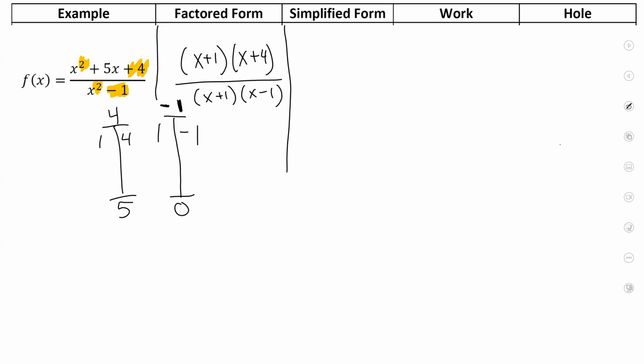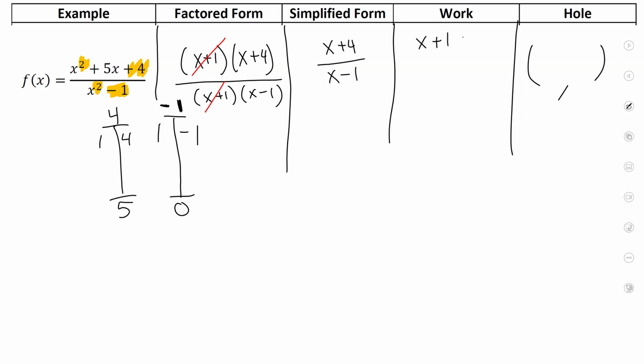Do y'all see what cancels? Thank you. x plus 1 cancels with x plus 1. So what's my simplified form then? Yep, x plus 4 over x minus 1, whatever's left. Now let's find the holes. To find the x value of the hole, whatever you canceled out will give you the x value. I canceled out x plus 1, so what is x equal to? -1, because you subtract 1 from both sides. That's the x value of the hole.